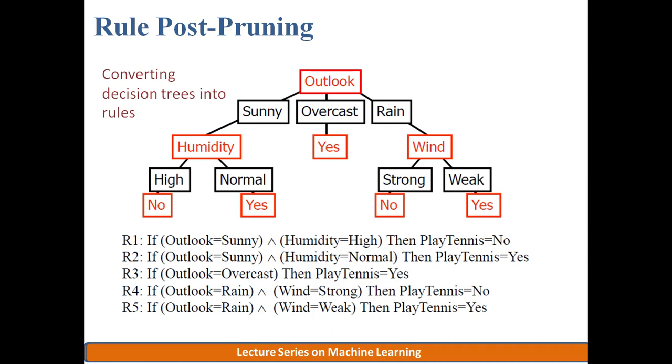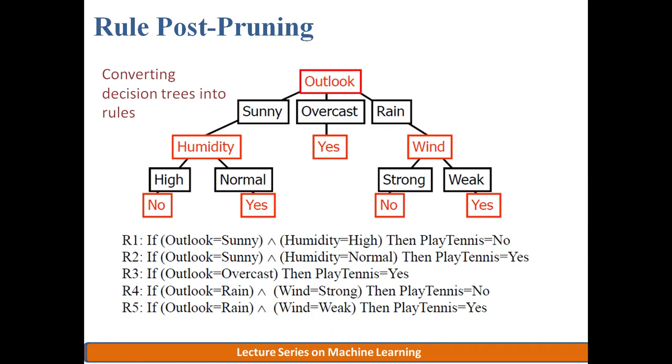Now the next question that arises normally here is, why do we have to convert the decision tree to rules before pruning? There are three advantages. The first is, converting to rules allows distinguishing among different contexts in which a decision node is used, because each distinct path through the decision tree node produces a distinct rule. The pruning decision regarding that attribute test can be made differently for each path.